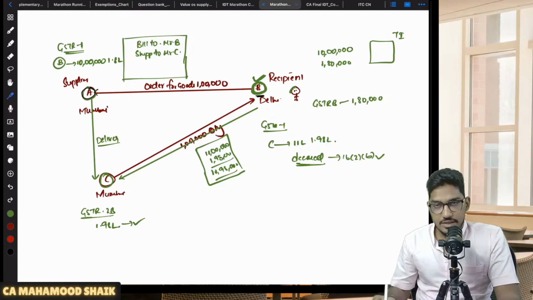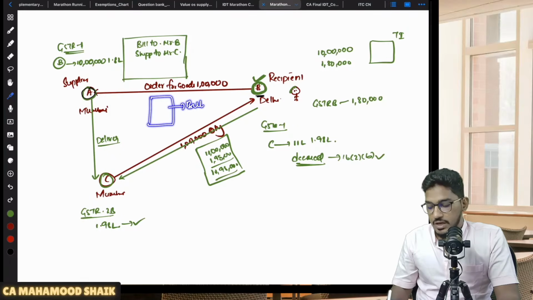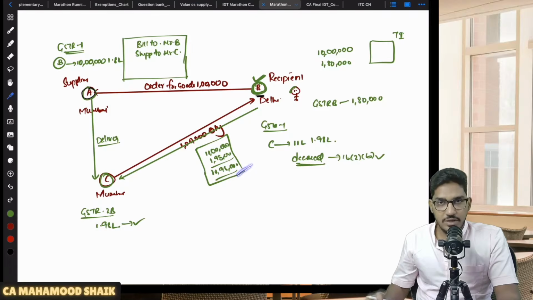See, now here two transactions are involved. For supply between A and B, A will give invoice. For supply between B to C, B will give invoice. A is making a supply to B. For that, he will give invoice. This is a bill to ship to transaction. Whereas B is also making a supply to C and he will also give invoice. That is a normal transaction.